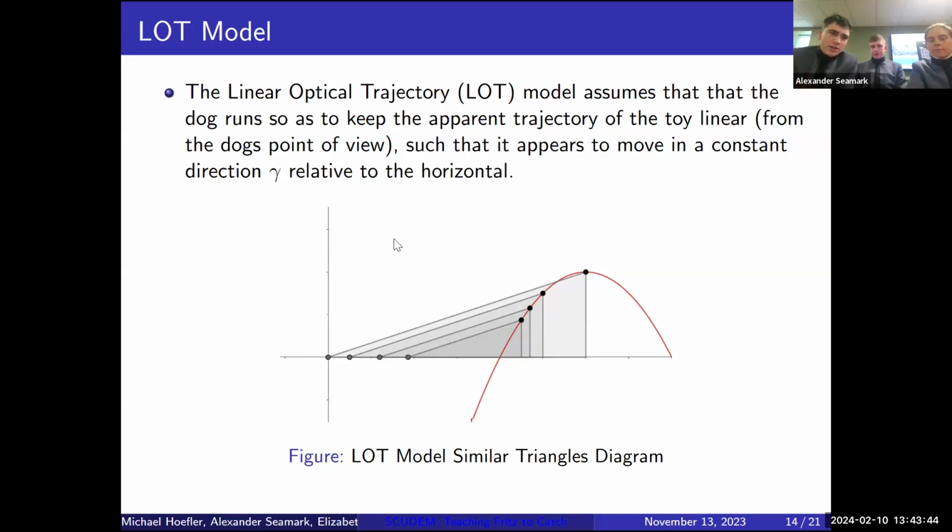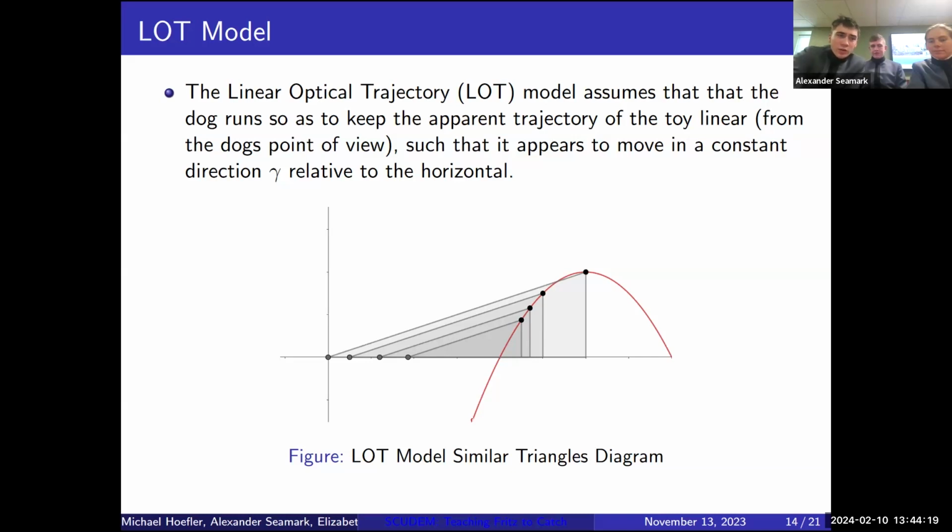So what you can see here is we're considering a simplified case in 2 dimensions where the red arc is the trajectory of the treat, and these black points sitting on the x-axis are the dog running towards the treat. What the LOT model assumes is that basically the angle from the dog to the treat is going to remain constant. So you're going to end up with a bunch of similar triangles here whenever you draw those angles, which decrease in size as the dog gets closer and closer to catching the treat.